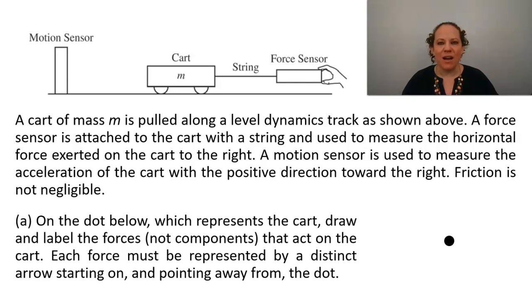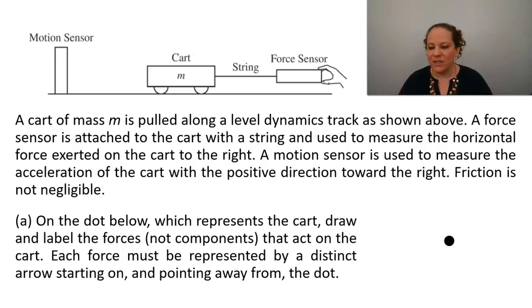Mass M is pulled along a level dynamics track as shown above. A force sensor is attached to the cart with a string and used to measure the horizontal force exerted on the cart to the right. A motion sensor is used to measure the acceleration of the cart with the positive direction toward the right. Friction is not negligible. Part A. On the dot below, which represents the cart, draw and label the forces, not components, that act on the cart. Each force must be represented by a distinct arrow starting on and pointing away from the dot.